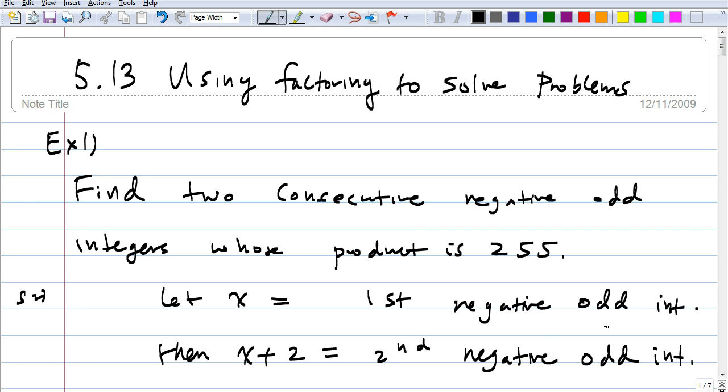That's correct. Very good. Excellent. You already see that? That's awesome. You're right. Because it says negative odd integers, it's going to help us figure out which one works. Very good.